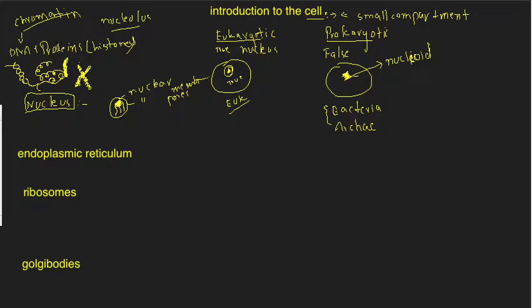Anyways, just a reminder, this is chromatin: DNA and proteins. Chromatin condenses to form this structure called a chromosome. When two chromosomes combine together, they're still called chromosomes. And each individual part, when they're connected, is called a chromatid.